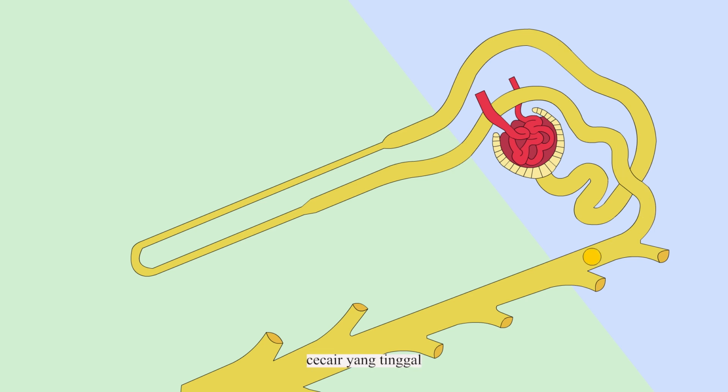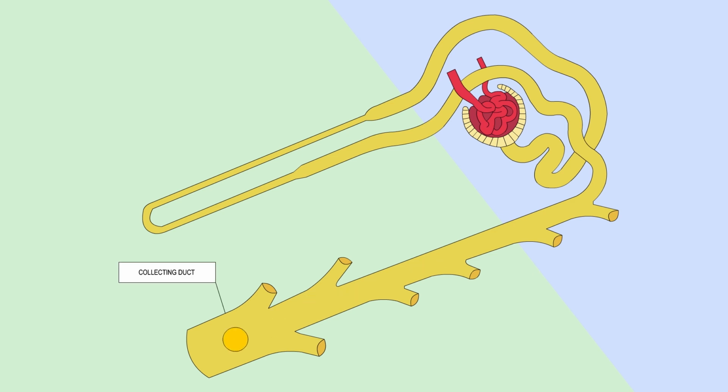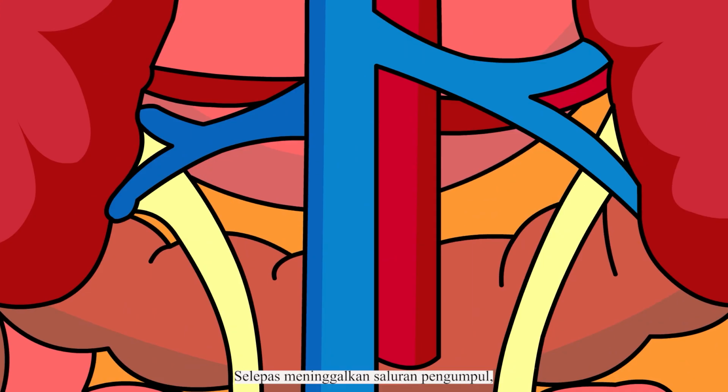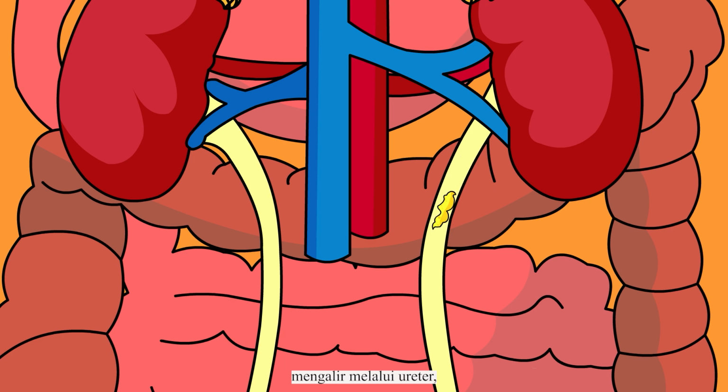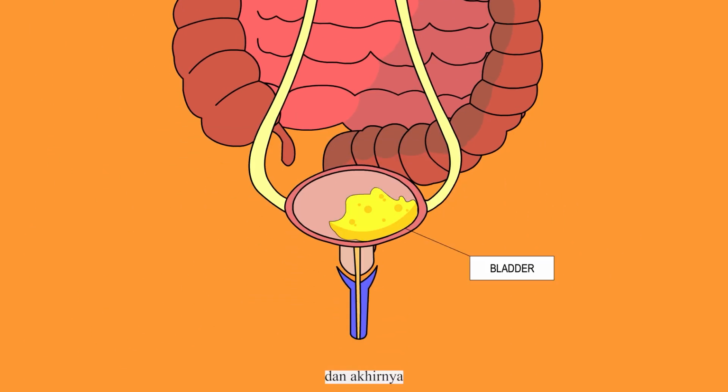Now, the remaining fluid is called urine. So, our urine contains water, urea, sodium chloride, uric acid, and creatinine. After leaving the collecting duct, urine flows through the ureter, bladder, urethra, and is finally excreted.